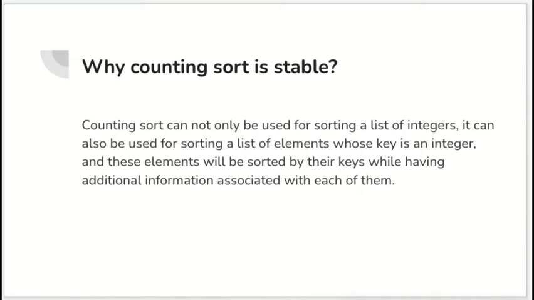So why is counting sort stable? Since counting sort can not only be used for sorting a list of integers, it can also be used for sorting a list of elements whose key is an integer. And these elements will be sorted by their keys while having additional information associated with each of them.